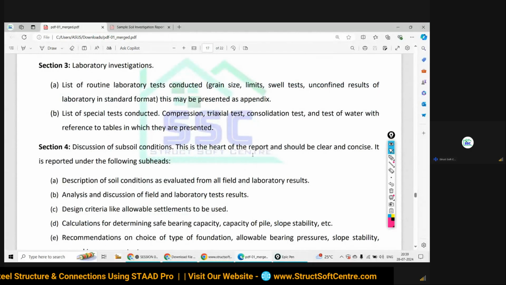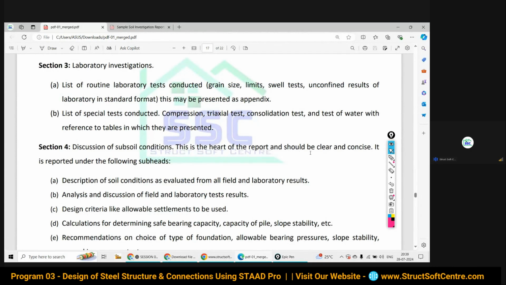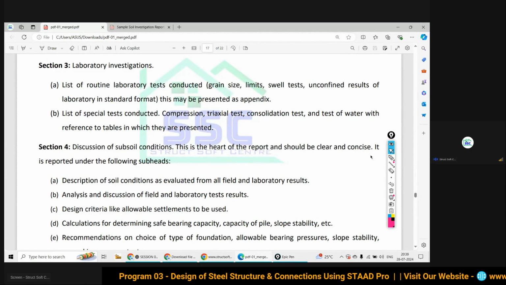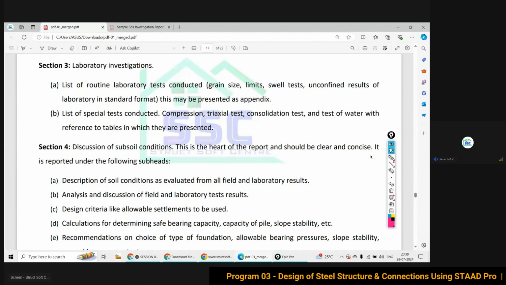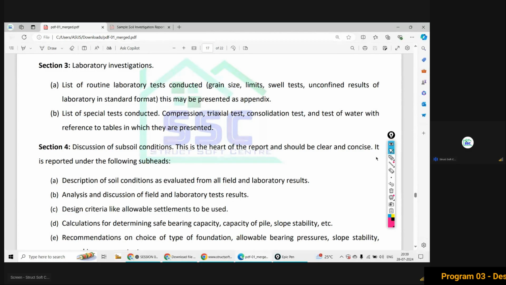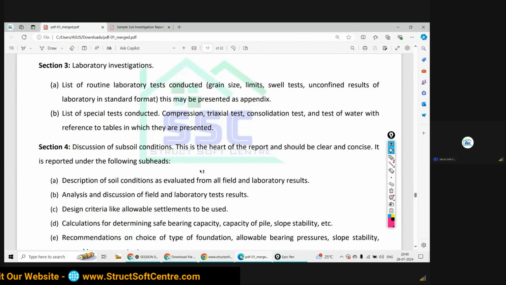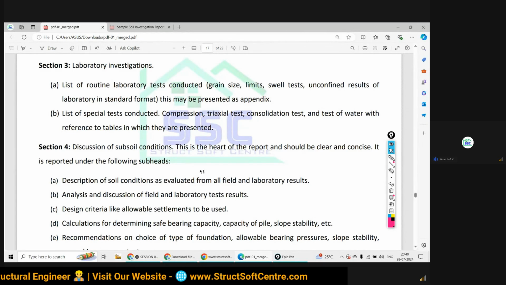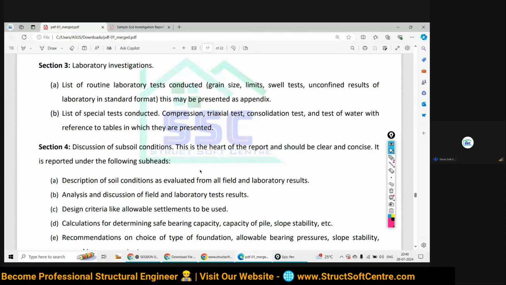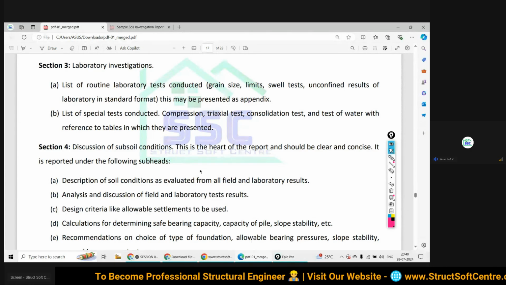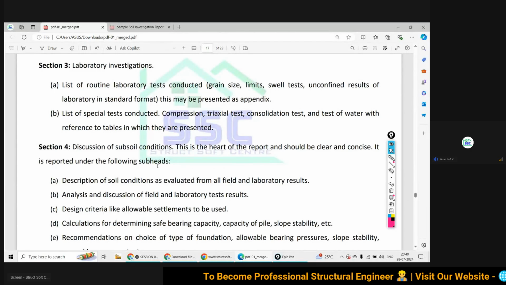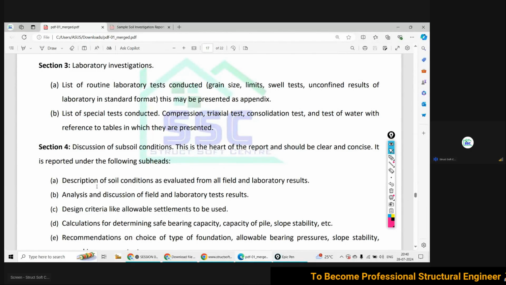So this is the heart of the report, and it should be clear and concise. Whatever the findings of site and laboratory testing, they should be discussed in this section in detail, and that will obviously be present in your soil investigation report. It should be simple, clear, and in short form to discuss important things. It is reported under the following subhead: description of the soil condition as evaluated from all the field and laboratory tests.